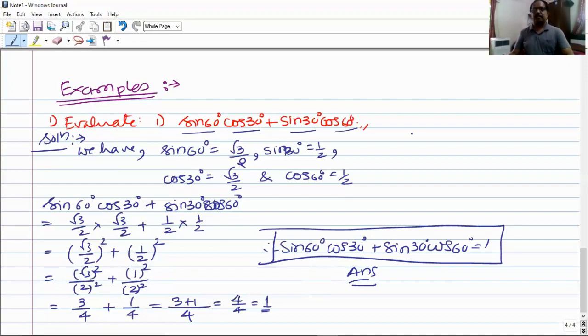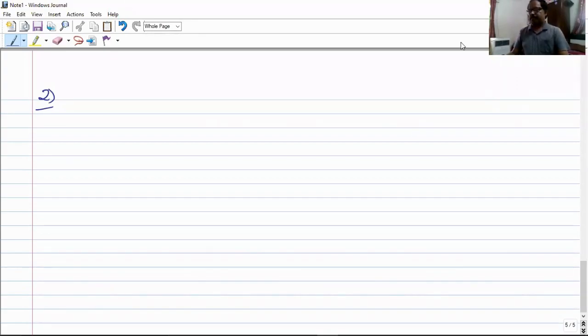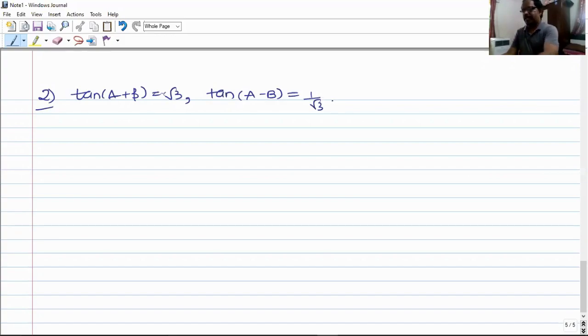Consider another example. So students, let's see one more example on this part. It is like this. The example given is: tan of a plus b is given as root 3, and tan of a minus b is given as 1 by root 3. And you are also given that the angle a plus b lies between 0 and 90, means it is greater than 0 and less than 90 degrees. Also you are given that the angle A is greater than B.